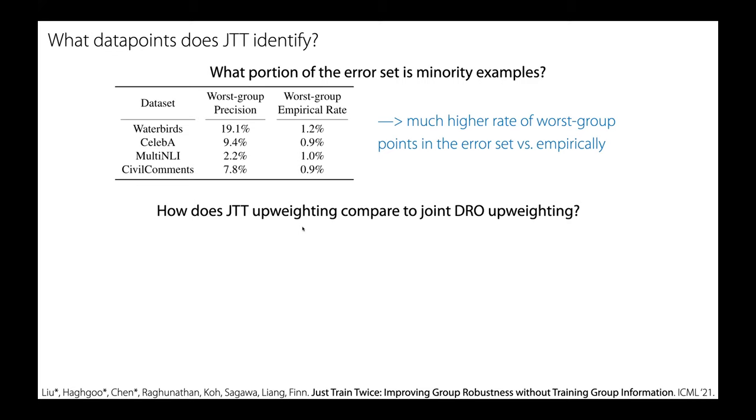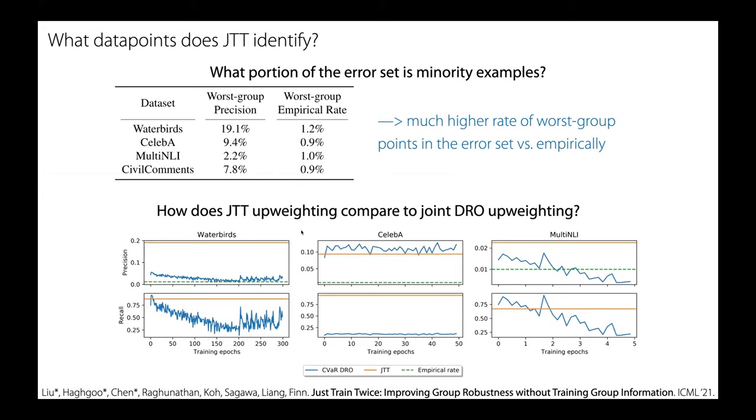Great, and then we can also compare the way that JTT upweights compared to joint DRO, like I showed before. What we're seeing here is the orange line corresponds to JTT upweighting throughout training, whereas the blue line corresponds to the precision and recall of CVaR DRO upweighting. And we see that overall, JTT is prioritizing and upweighting the minority data points much higher than joint DRO. And this probably explains why it's doing much better.